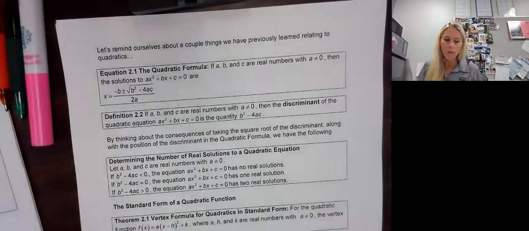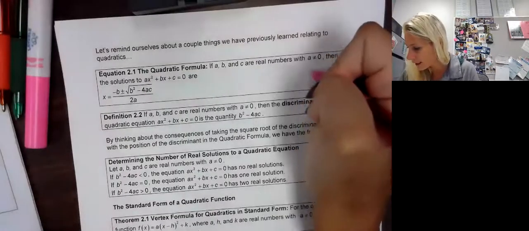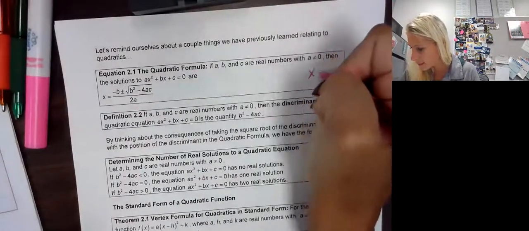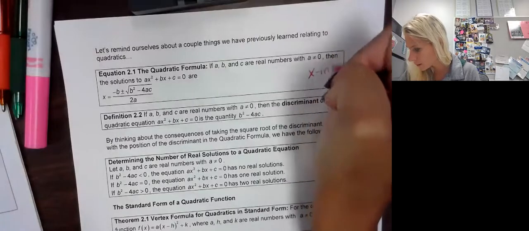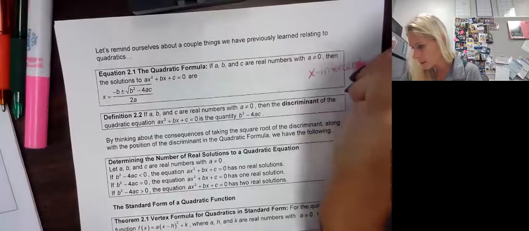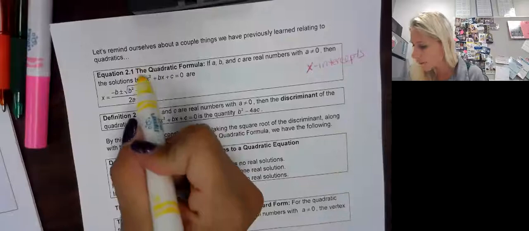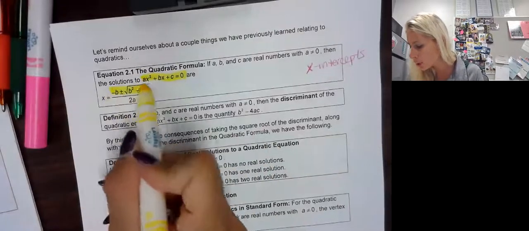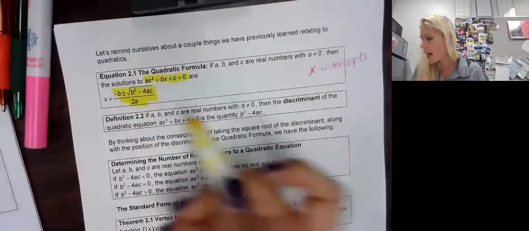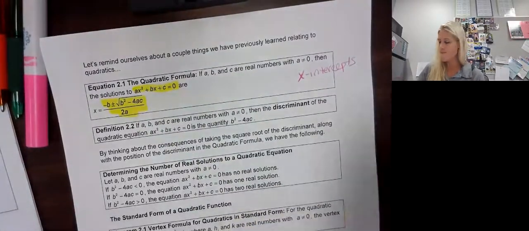The quadratic formula helps us find our x-intercepts. So I'm going to write that down. This helps us find our x-intercepts from general form. So when you have it in general form, you can use the quadratic formula to help us find our x-intercepts.